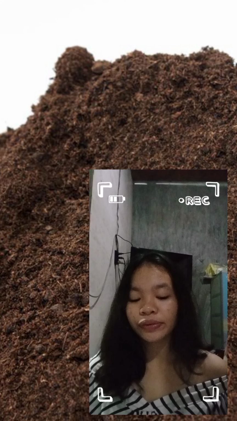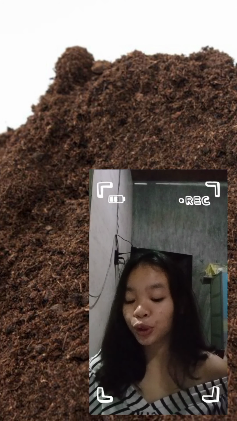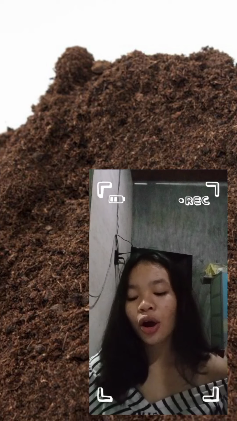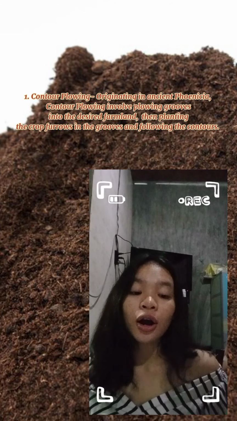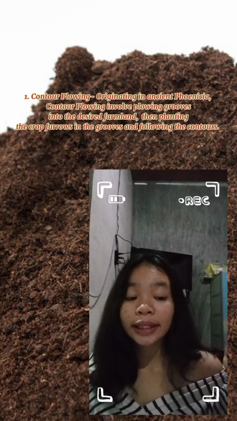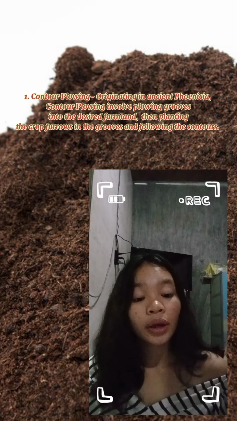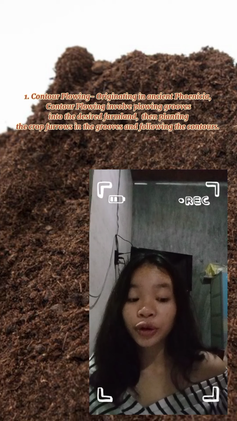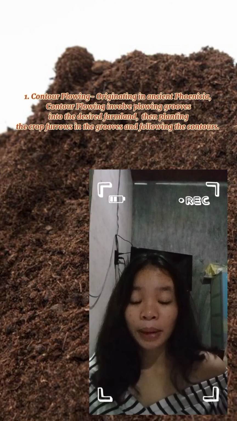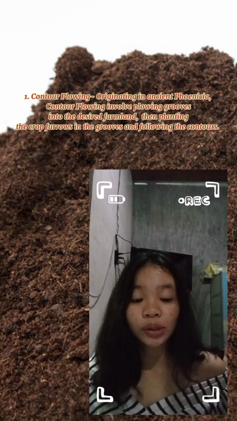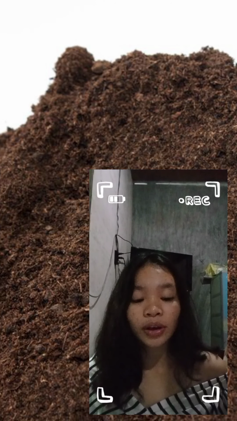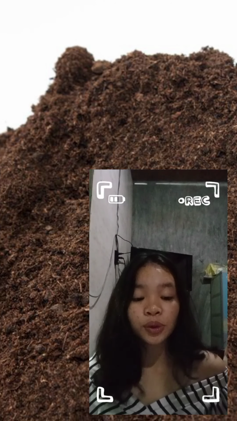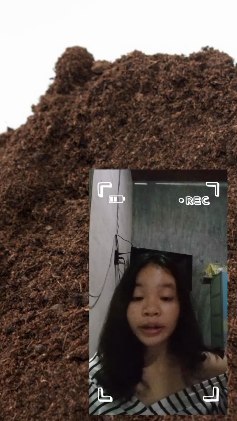There are several ways to conserve soil that can be done through agricultural practices or measures to take at home. Number 1. Contour plowing. Originating in ancient Phoenicia, contour plowing involves plowing grooves into the desired farmland, then planting the crop furrows in the grooves and following the contours. It is a very effective way of farming on slopes to prevent runoff and improve crop yield.